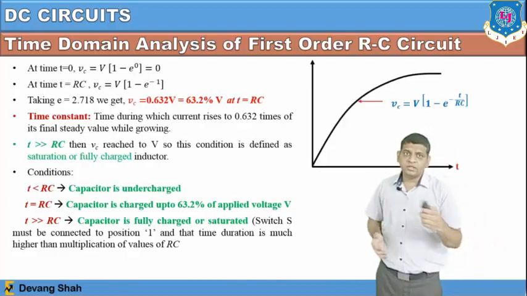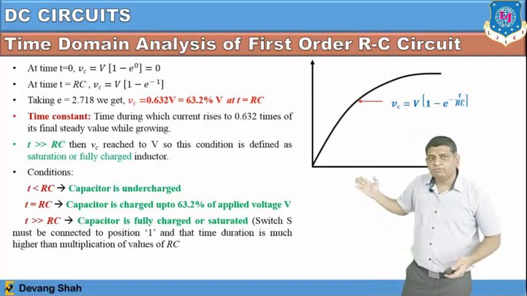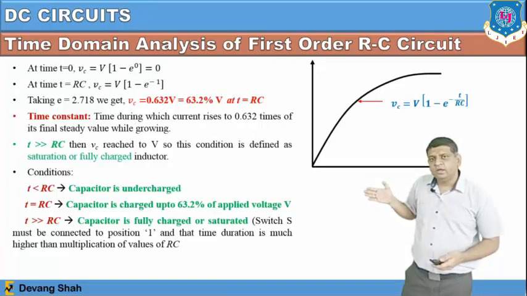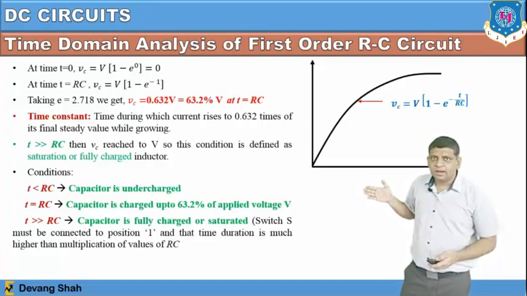You can straight away see here the graph of voltage versus time, where you will find the exponential shape as Vc is equal to V in bracket 1 minus e raised to minus t by RC, right?